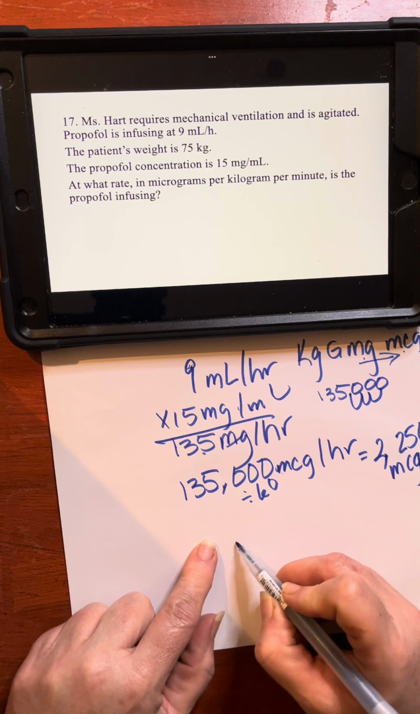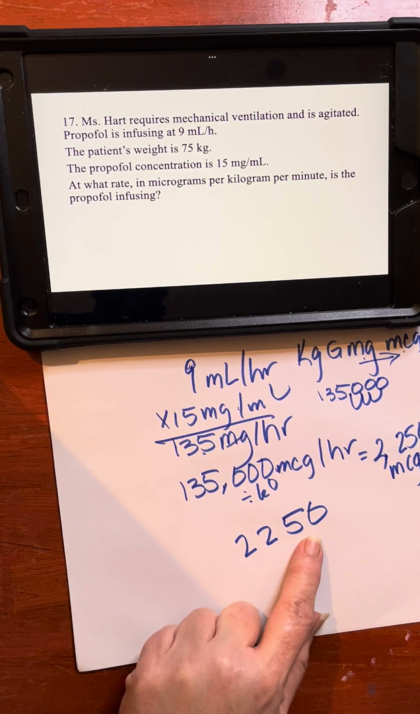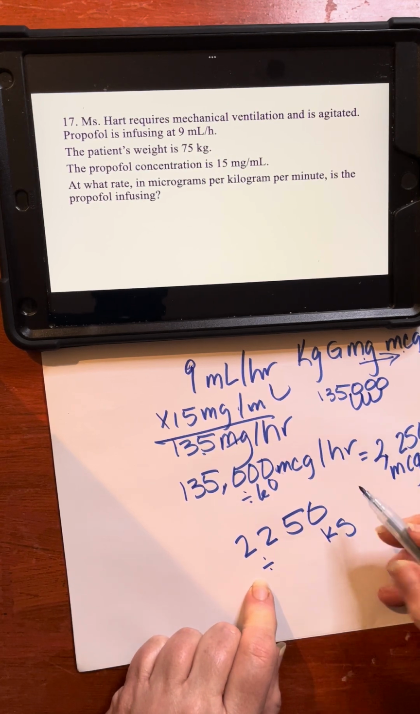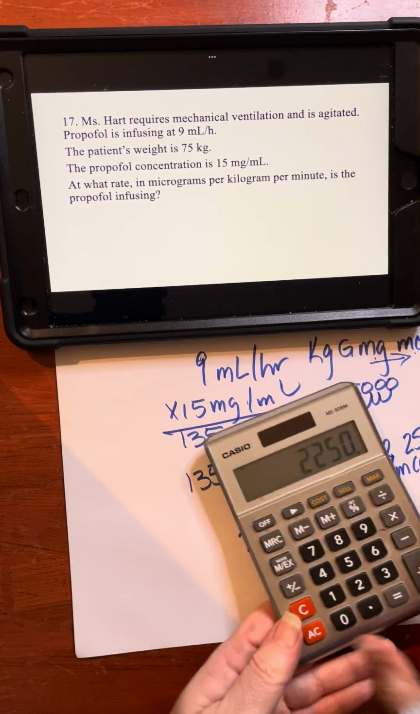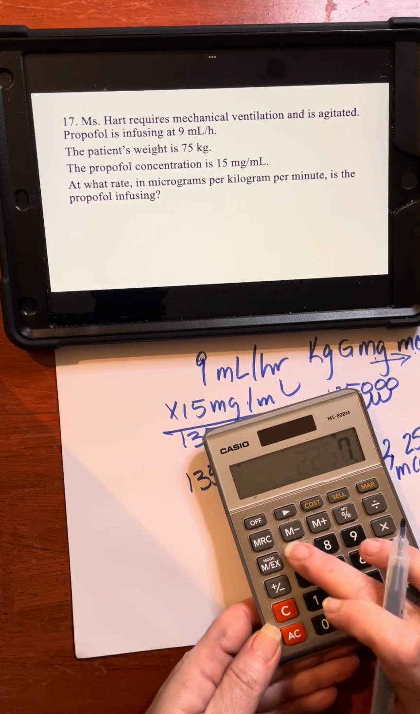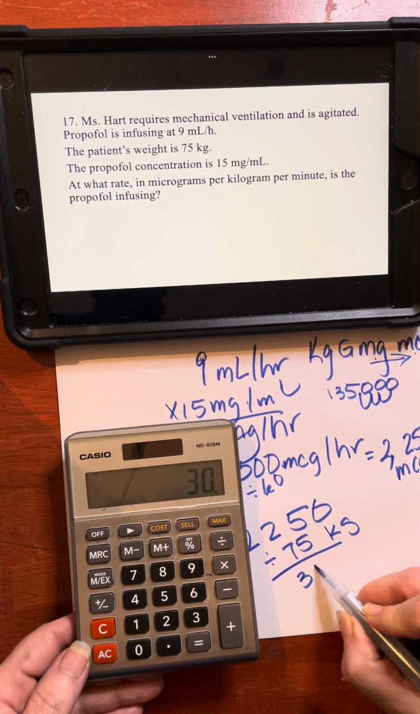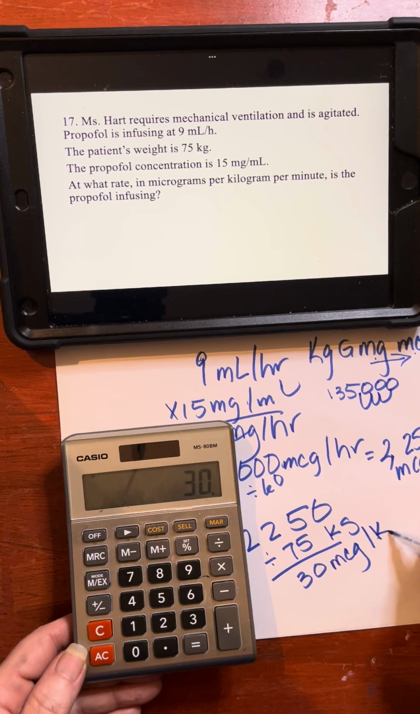And they want to know how many per kilogram. So to find that, when you get to this point, you're going to take this number, 2250, and divide it by their kilograms. And it's 75. Divided by 75 equals 30 micrograms per kilogram per minute.